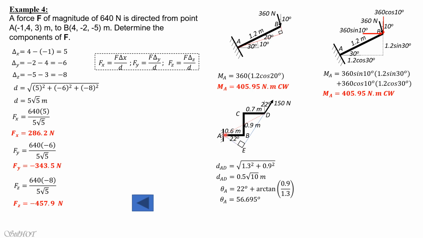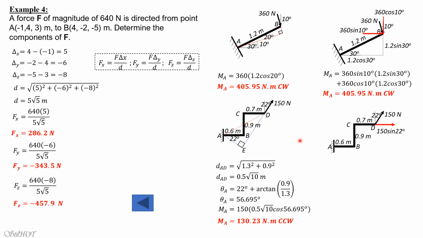And this perpendicular distance is distance AD times cosine of 56.695. So the moment about A is 150 times 0.5 square root of 10, that's the distance, times cosine of 56.695. So the moment about A is 130.23 newton meter counterclockwise, because if you drag this moment arm in that direction, this will rotate counterclockwise about A.